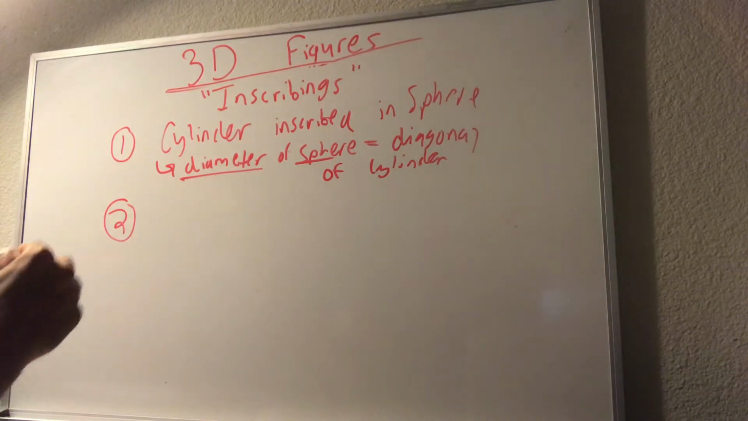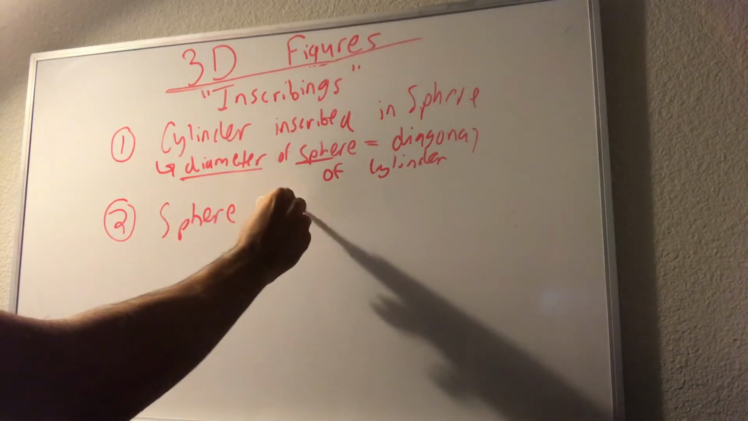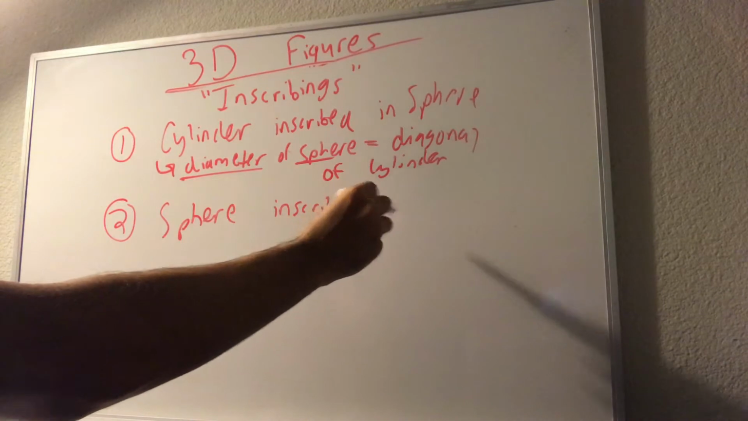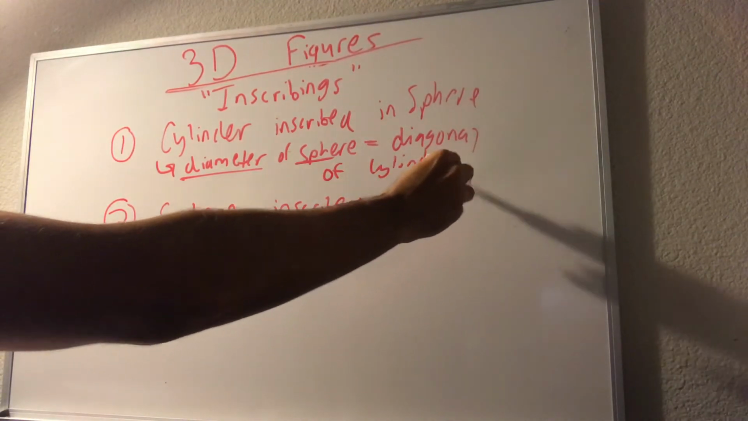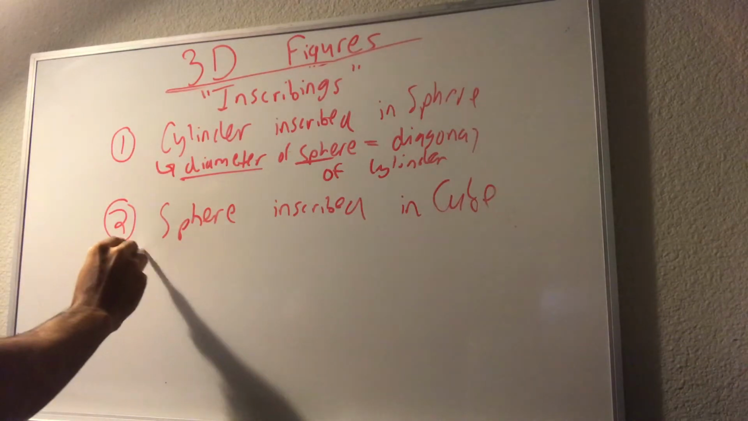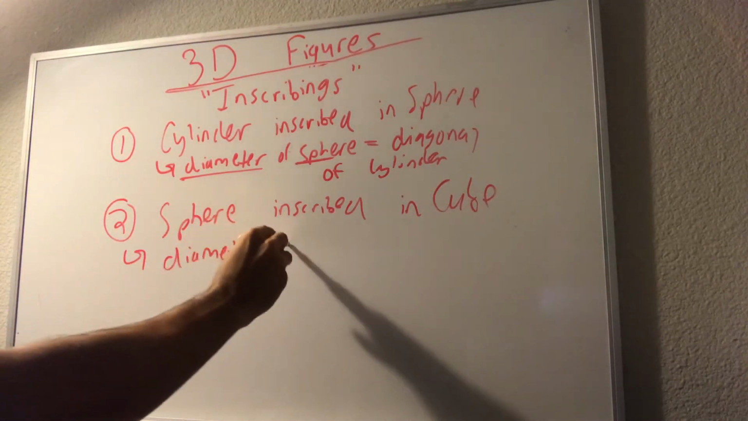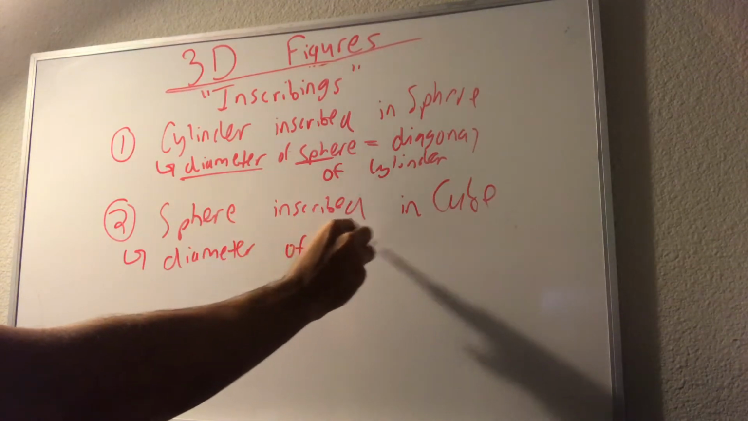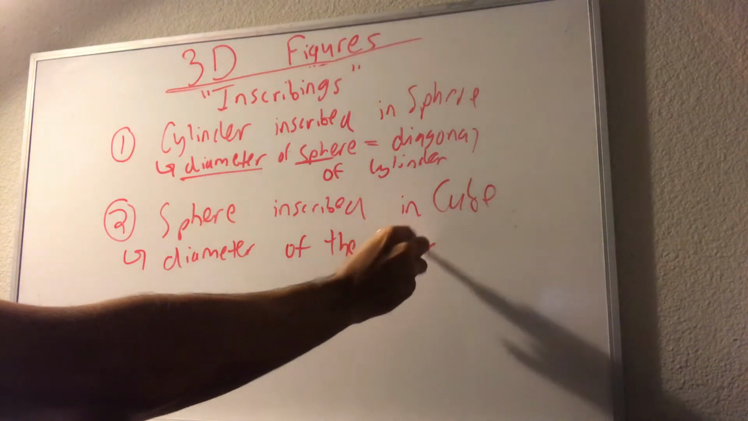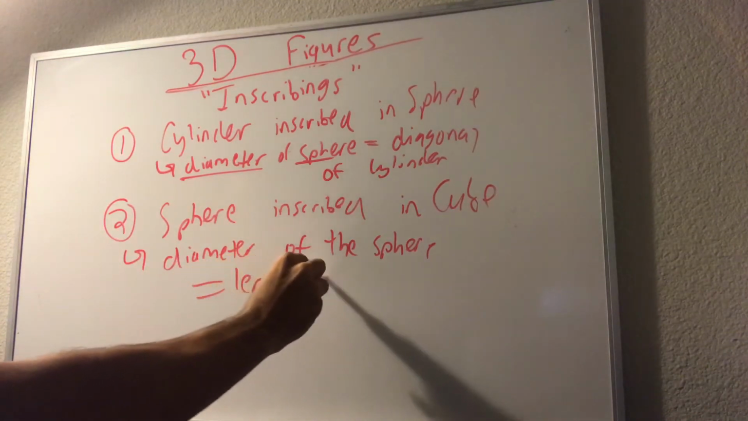Now the second one is a sphere inscribed in a cube. In this case, the diameter of the sphere is equal to the length of the cube's edge.